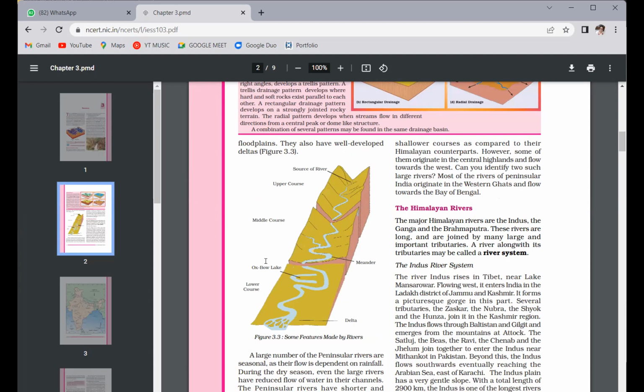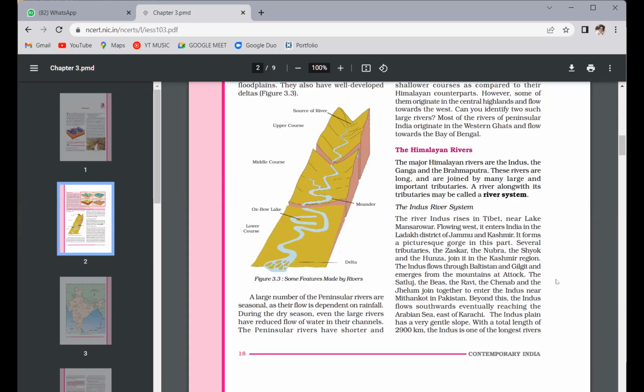Most of the rivers of peninsular India originate in the Western Ghats and flow towards the Bay of Bengal. The two rivers that originate in the central highlands and flow towards the west are Tapi and Narmada. Perfect. And the four that originate from the Western Ghats and flow towards the Bay of Bengal? Mahanadi, Godavari, Krishna and Kaveri. Very good. Perfect. Carry on.